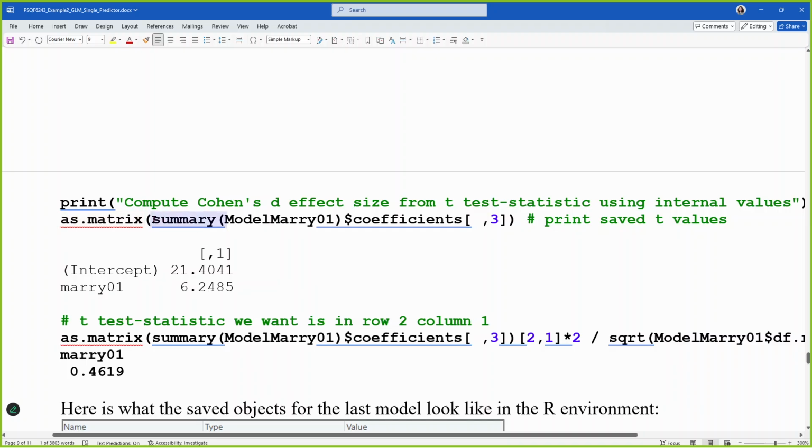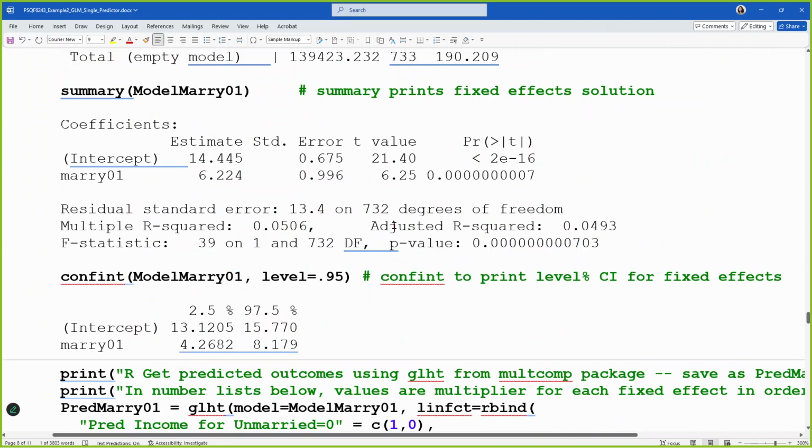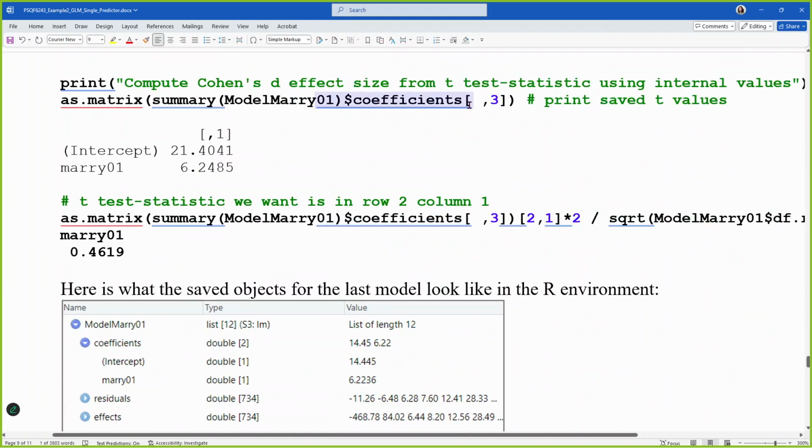First thing is to figure out where the stored objects are that we need, like the t-test. And in this case, it's in the summary. Scrolling back up here. This table right here, I want that number. So I need the third column. So I'm first selecting the two T columns, and then within this table, I want row 2, column 1.